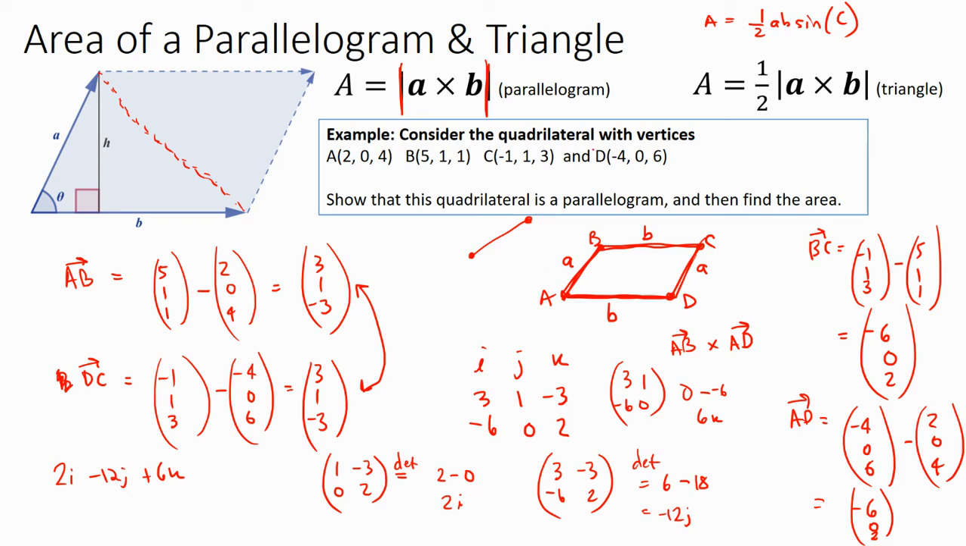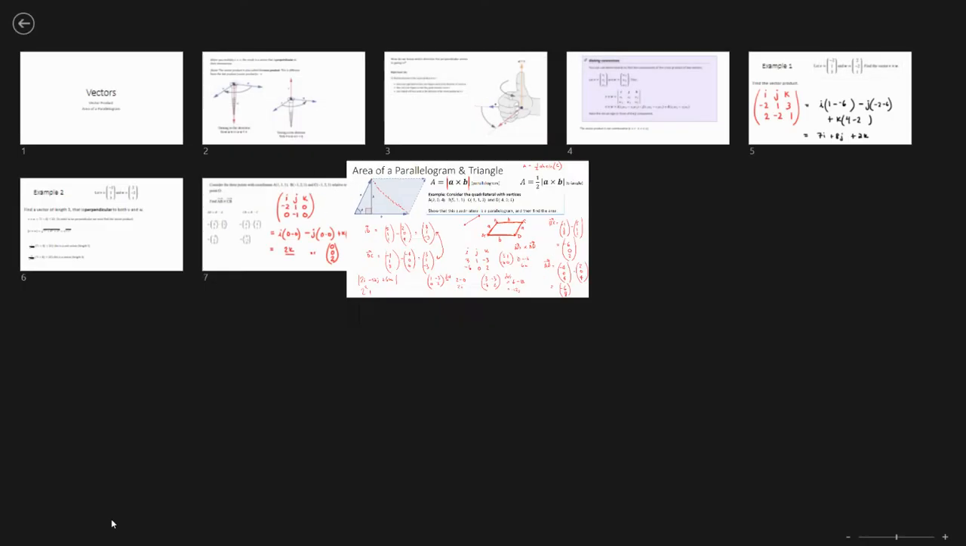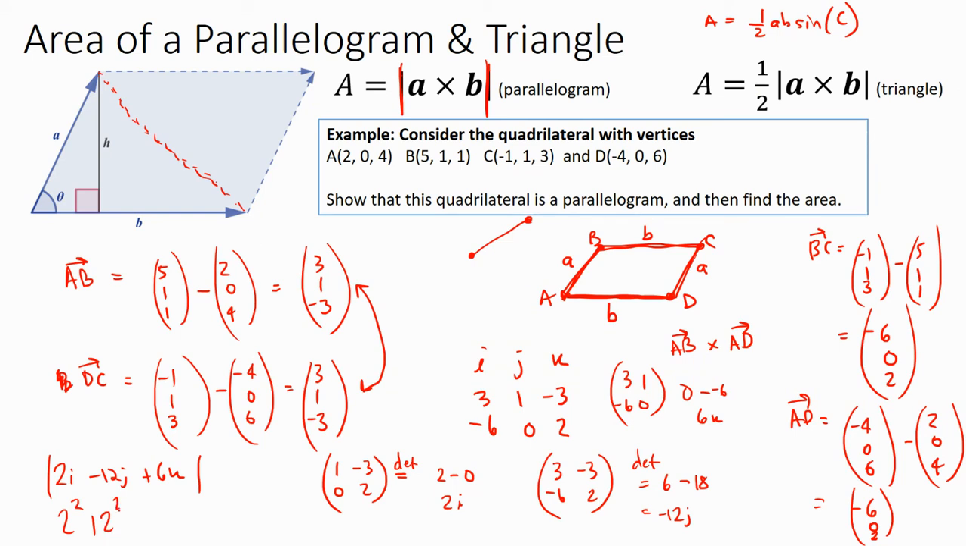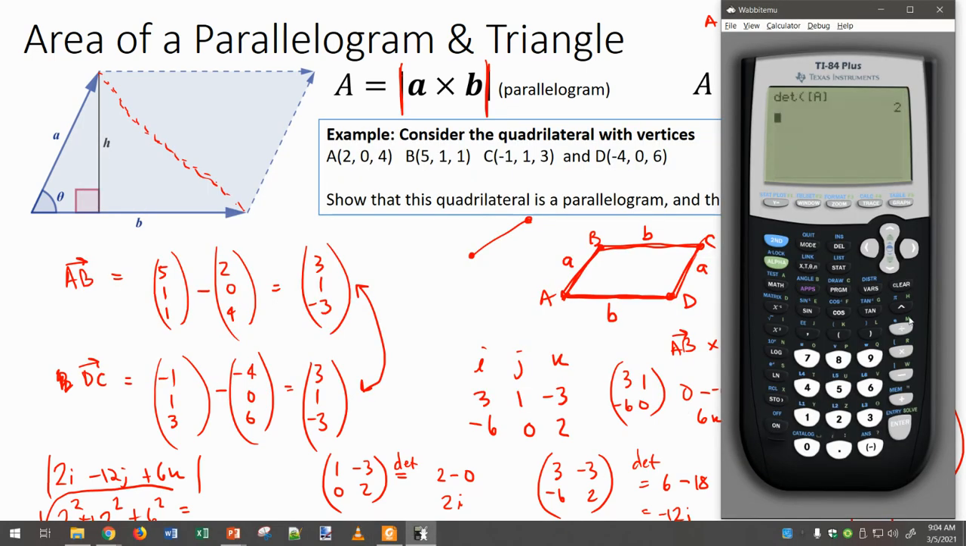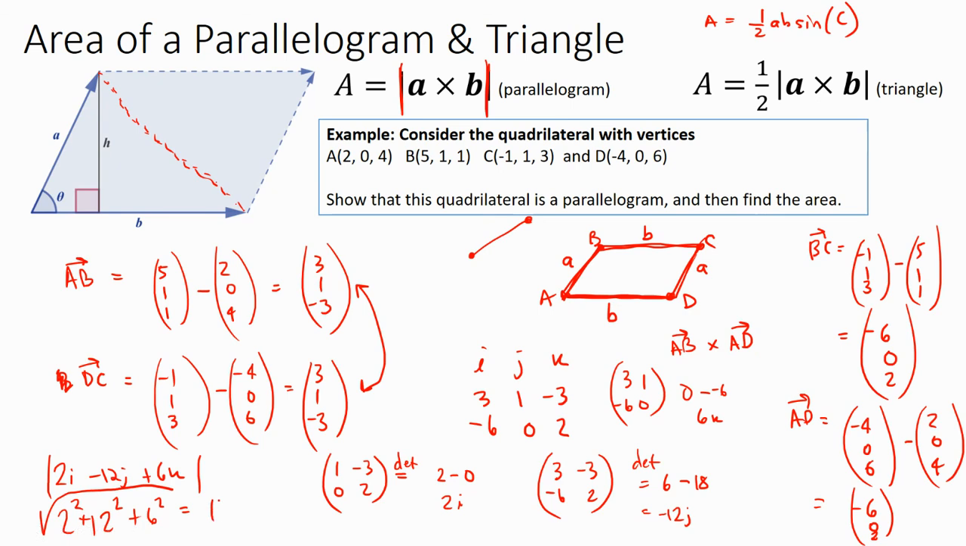And now to get the area, we need to find the magnitude. So 2 squared plus 12 squared plus 6 squared, take the square root of all of that. So I'm going to do that on my calculator. 2 squared plus 12 squared plus 6 squared, take the square root of that. And I get 13.56, but I'd round it to 13.6 square units. So quite a bit of work on a problem like that.